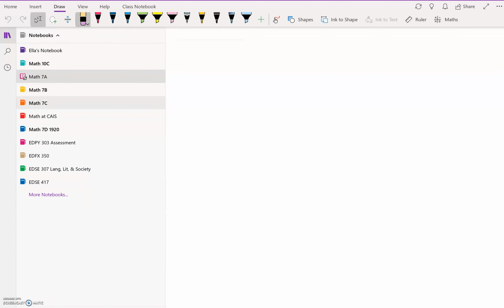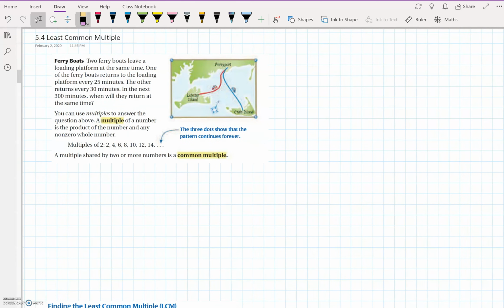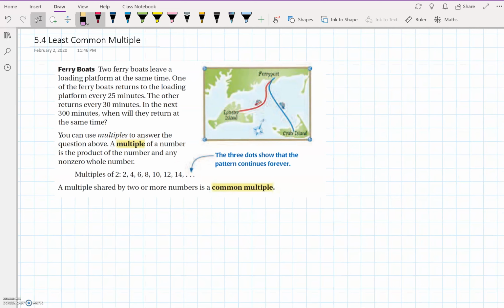All right, so let's get started really quickly here. Least common multiple. I know you guys are already familiar with the concept, but we're going to go through 2 quick methods here today on how we can find the least common multiple.